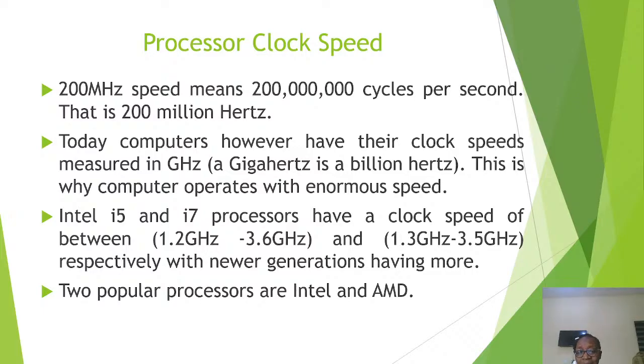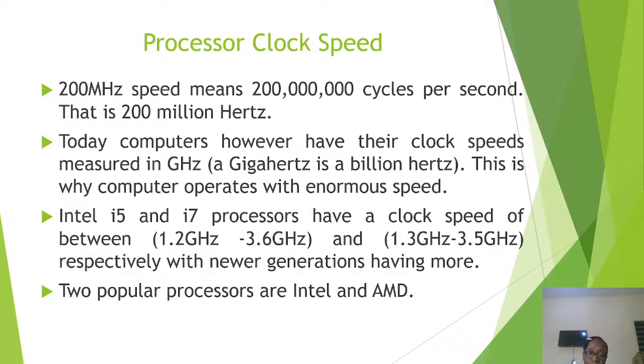You understand what that means? And then that is the upper limit, 1.3 gigahertz to 3.5 gigahertz, respectively. That is i5 and i7. And newer generations are having more. That is the main characteristic, the speed. Most times this one is operating at a higher speed than the other. So we now see where it comes from.